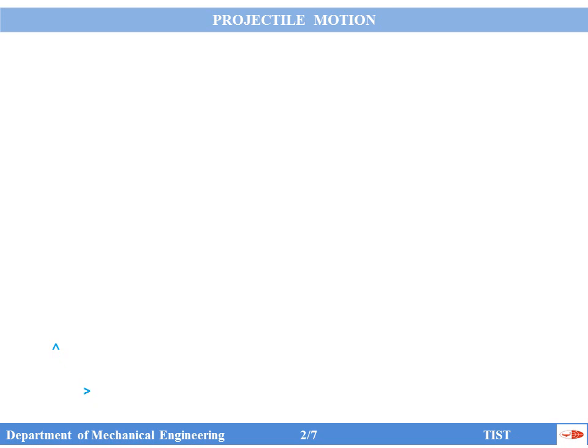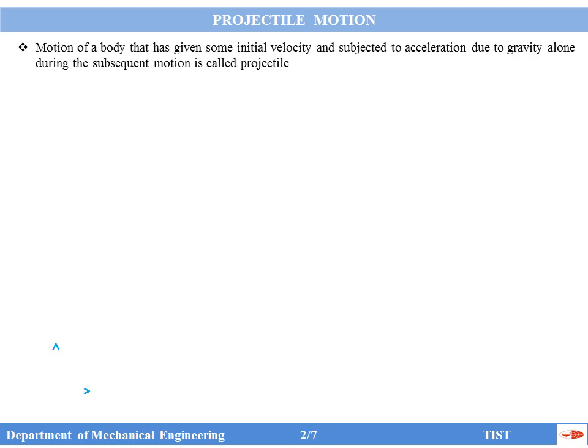Okay, so for the motion of the body only initial velocity is provided, later the motion is governed by gravity. So it's the motion of a body that has been given some initial velocity and is subject to acceleration due to gravity alone during the subsequent motion, and that kind of motion is called projectile motion. It's a good example of a curvilinear motion. Now we will take a few examples of projectile motion.